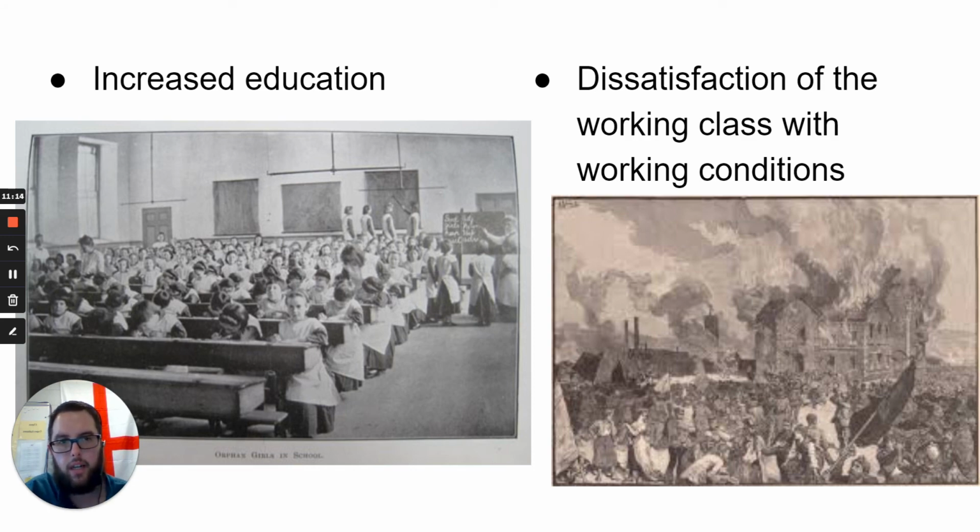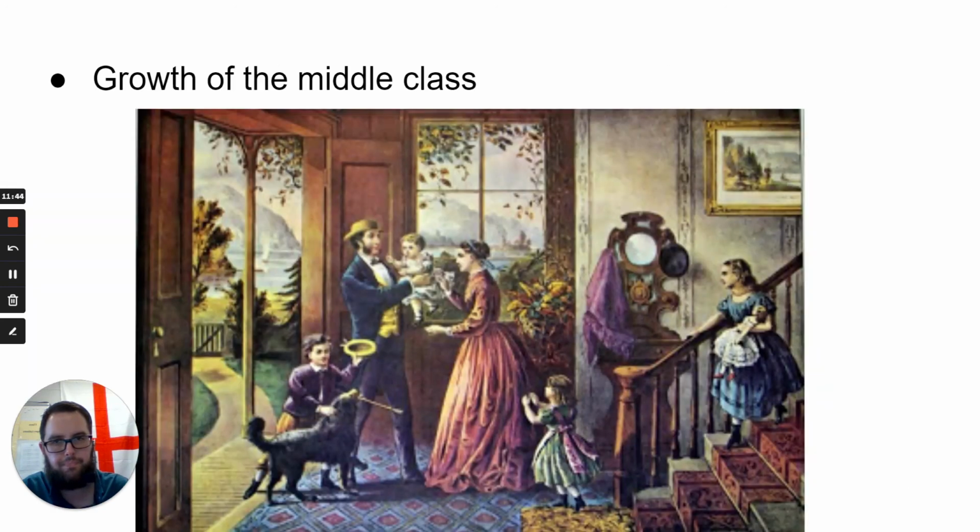You also have the dissatisfaction of the working class with working conditions. So when we look at the factory system, we'll look at how the working conditions were, and they were terrible conditions, far worse than what factories might be today. Factories are relatively safe today compared to what they were in the 1700s and 1800s. But the working class are going to get fed up with their situation and with their living conditions, and there's calls for reforms and changes. And so we'll look at how they attempt to solve these problems later.